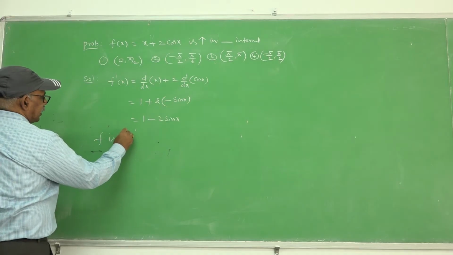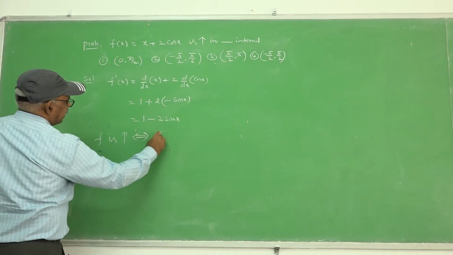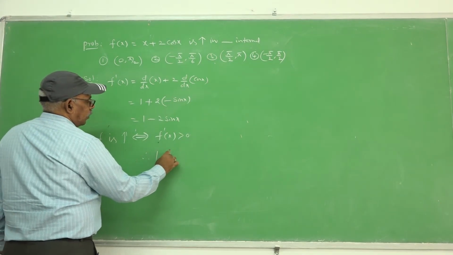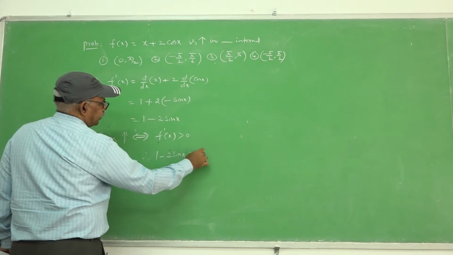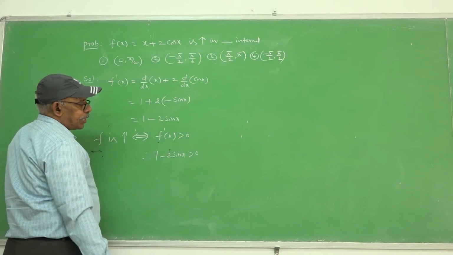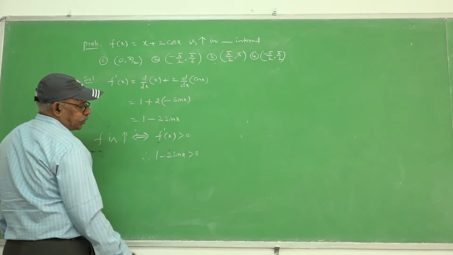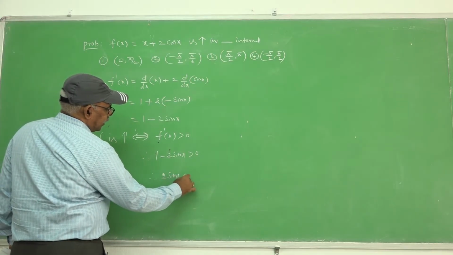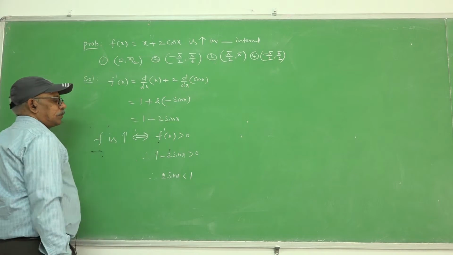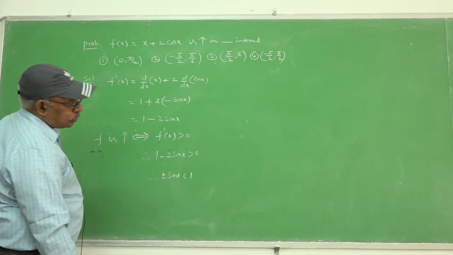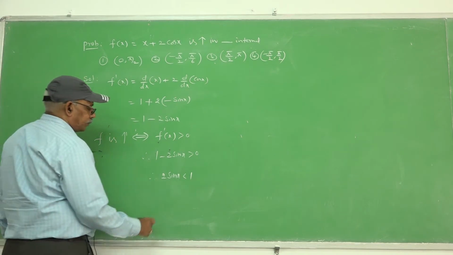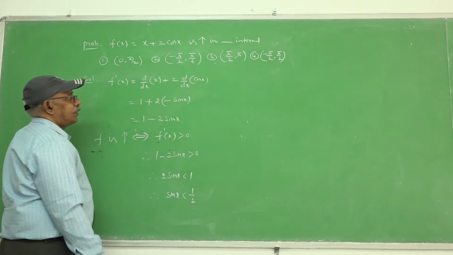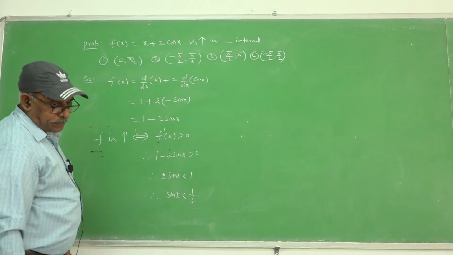f is increasing implies f dash x is positive. 1 minus 2 sin x is positive. 1 minus 2 sin x is greater than 0, which means 1 is greater than 2 sin x. So, 2 sin x is less than 1. Therefore, sin x is less than 1 by 2.